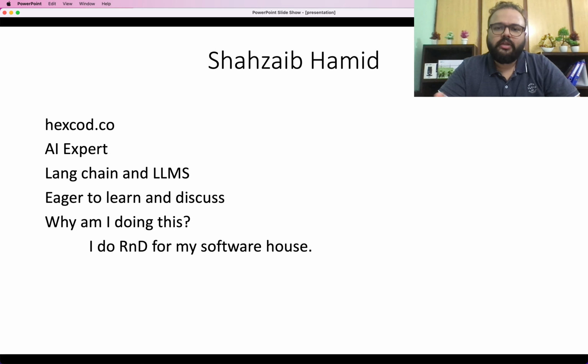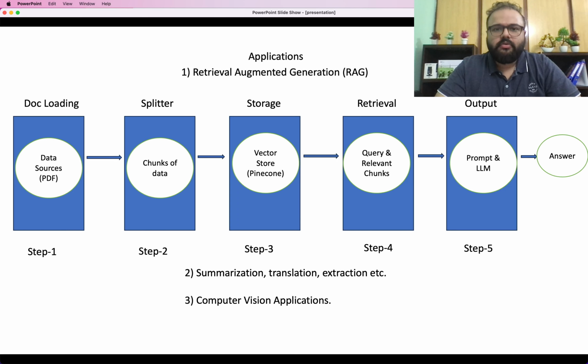So as I have told you, I use all of these things to develop web and app based projects at hexcode.co. So let's go right into the applications. Of course, as I have mentioned, I am doing this to see what type of applications can be developed and what type of applications we have developed, right?